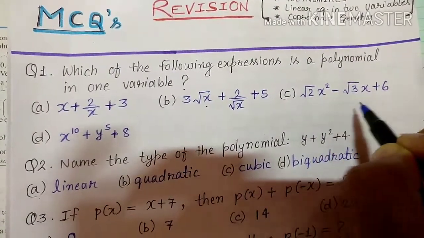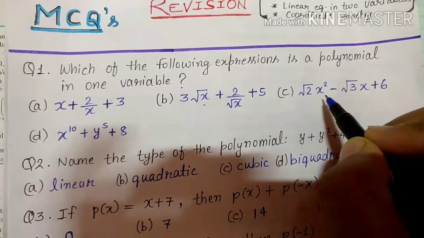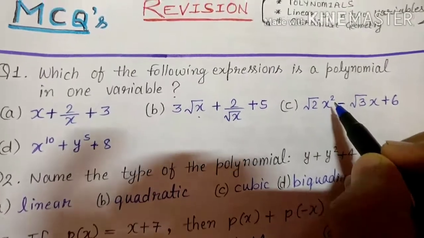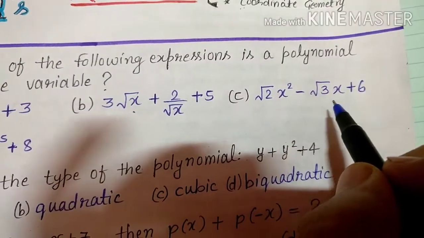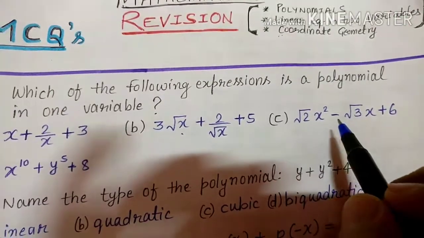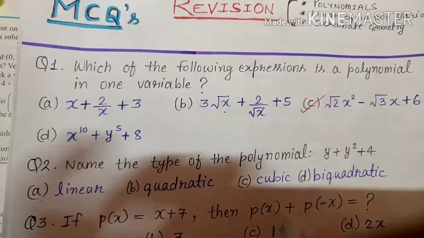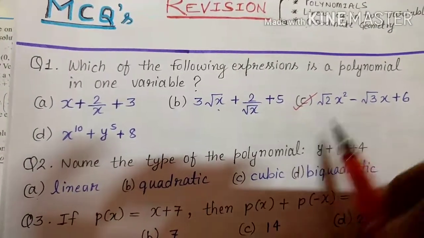Move to the third part, root 2 x square minus root 3 x plus 6. If we check this part, we find that the variable is not in fractional form and the power is also positive. You can see here in part C the power is positive, and it is not in fractional form either. So we can say that part C is our correct answer.